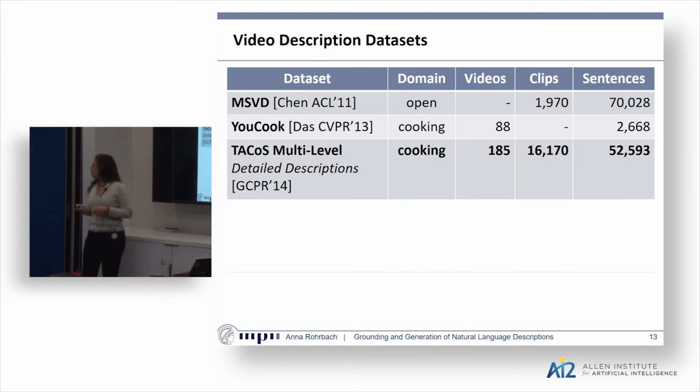So what has been happening in this field in the past years? Basically, the first time we looked into this problem was when we introduced the TACoS multi-level dataset, which was focused on the kitchen domain, targeting different levels of abstraction that we can have in describing the video, from a single sentence summary, like somebody's preparing a pizza, to a very detailed description of individual steps that the people are doing. So this was an interesting project, however, limited to this single cooking scenario.